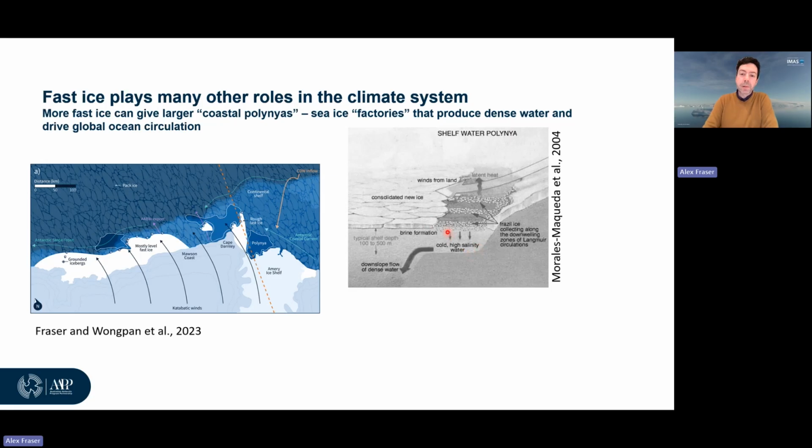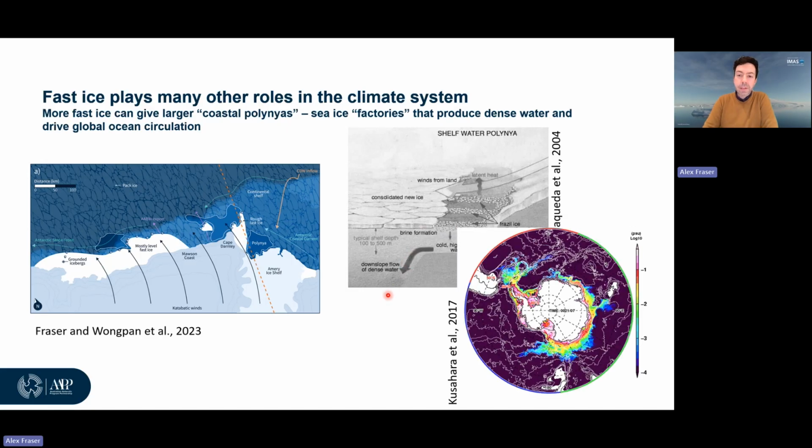And because brine gets rejected when sea ice forms, that water becomes very salty and very dense. And if that water can then flow off the continental shelf, it goes on to form what's called Antarctic bottom water. And Antarctic bottom water basically drives the lower limb of the global thermohaline circulation. So it's a very important current, and it's directly related to the amount of fast ice around Antarctica.